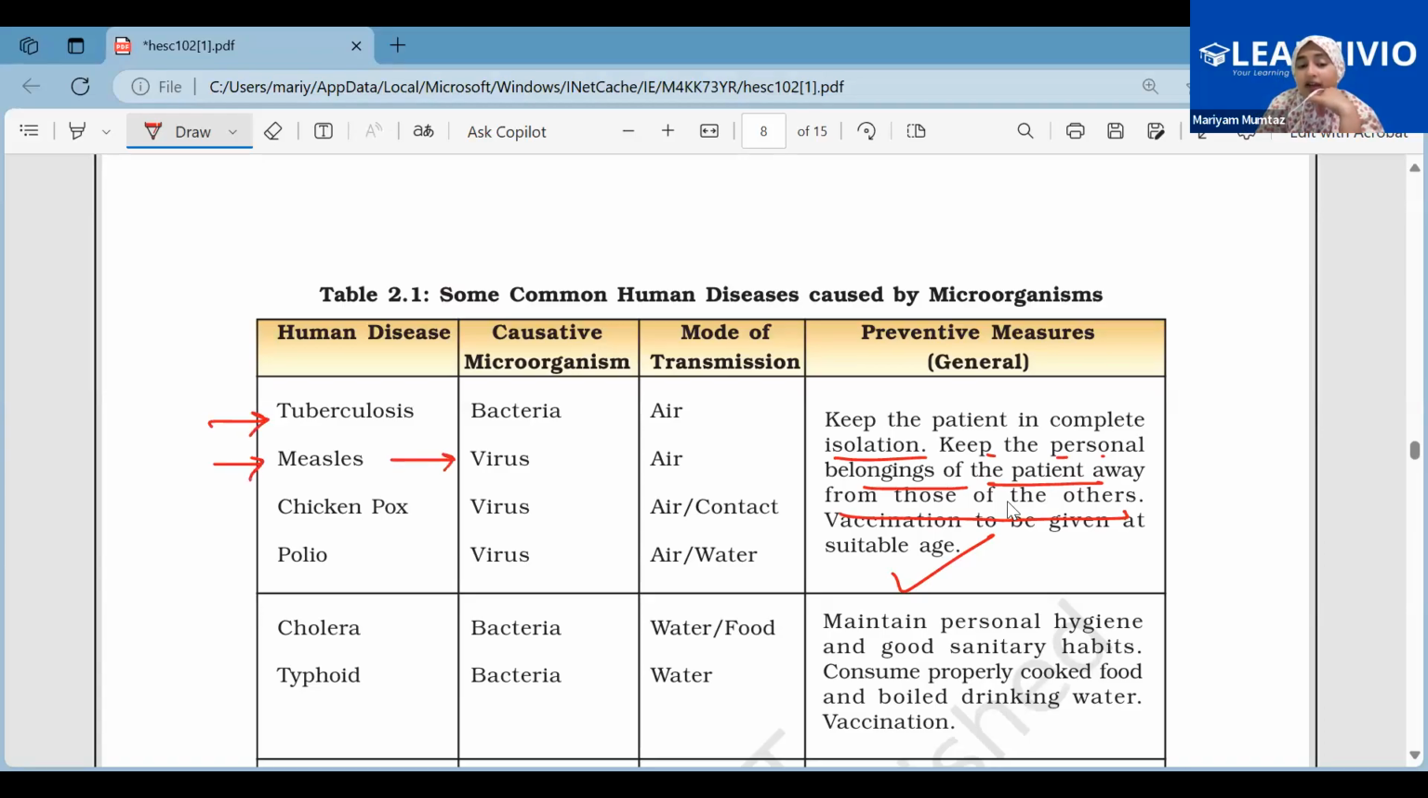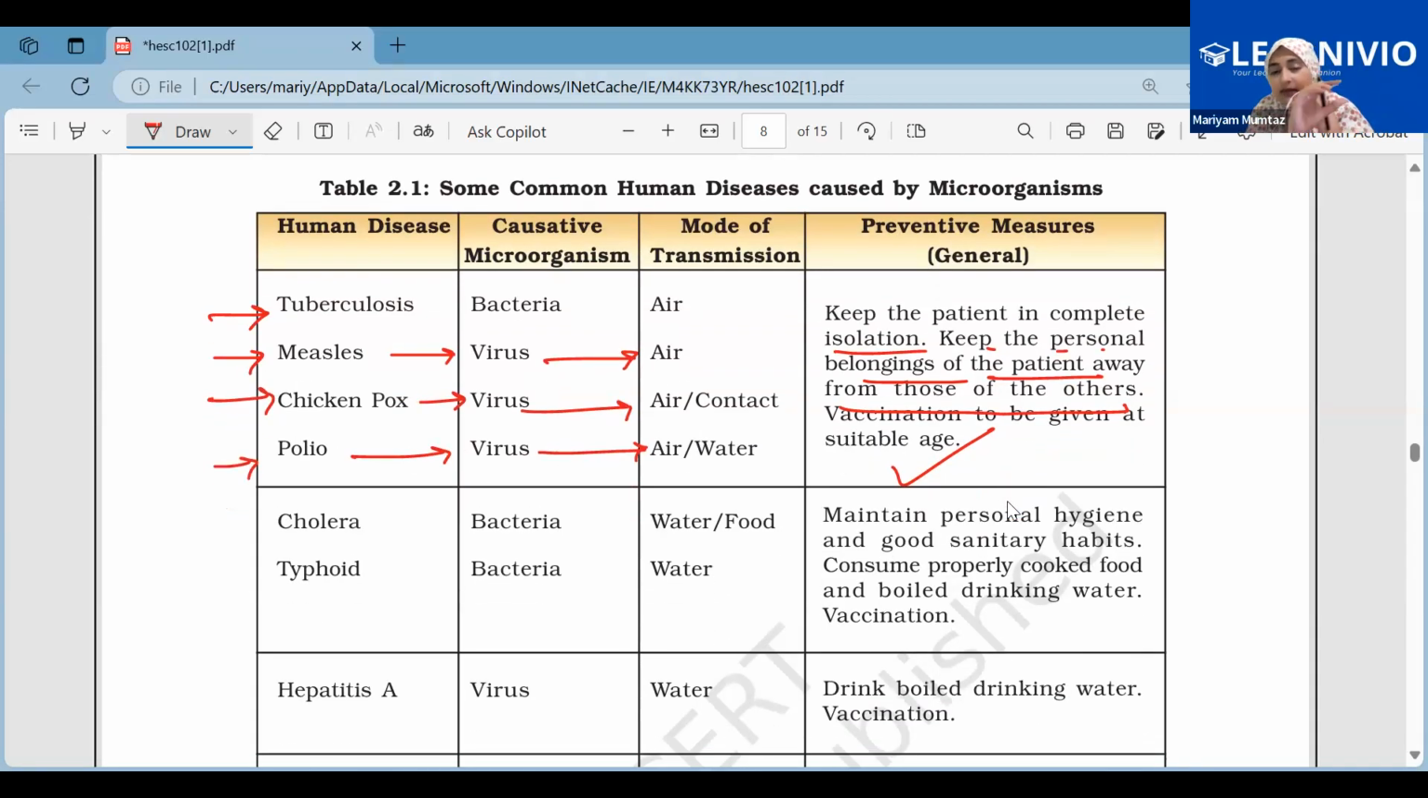Measles is caused by a virus, and we get it from the air. Then there is the chicken pox, which is caused by a virus, and this is also transmitted by air and contact. Polio is caused by viruses, and it can be transmitted through the air and through the water. Clear? This first column is clear? Yes, ma'am.